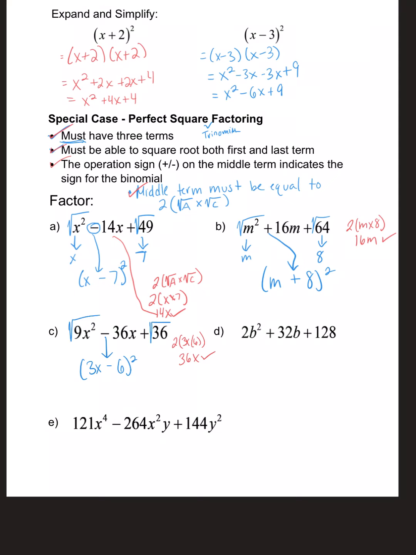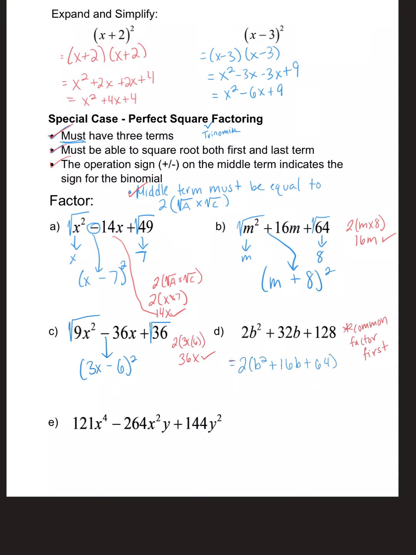The next one we're going to need to look at, are these perfect squares? 2b squared is not a perfect square, neither is 128, but we should always first, before we try any other special case, try to common factor first. So if I look at my terms in this, hopefully we can see that we can factor out a 2. So let's do that. If we factor out a 2, we're left with b squared plus 16b plus 64.